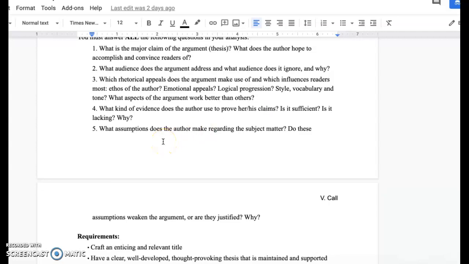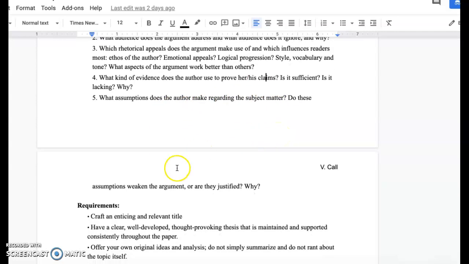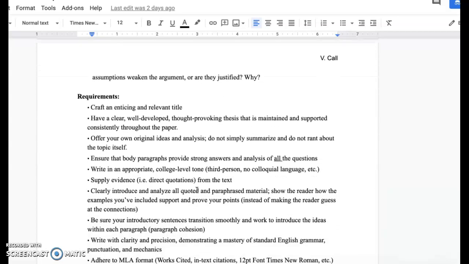What assumptions does the author make regarding the subject matter? And do these assumptions weaken the argument? So is the author assuming that students already know something or already feel something? What do we think? Kind of address that.